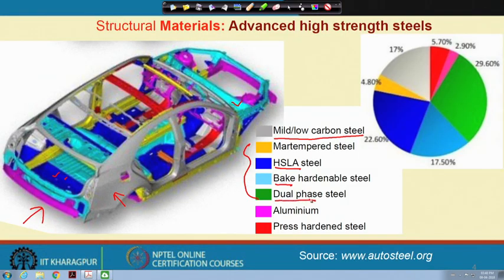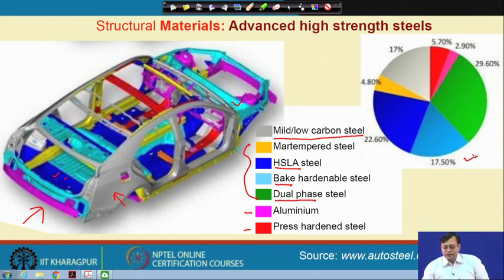Now, dual phase steels are also often used for constructing, and also a little part of aluminum or press hardened steels. On the right hand side, you see the total percentage of the steel used for any car, where dual phase steels cover around 30%, more than 20% of the steels are used as high strength low alloy steel, and bake hardened steel is almost 17.5%. Only 17% of the steels used for constructing a car are mild steel.